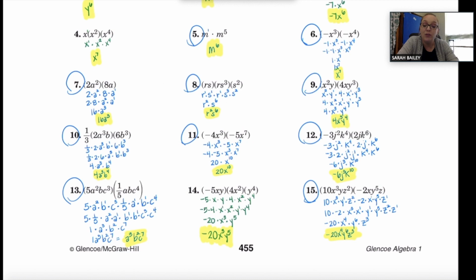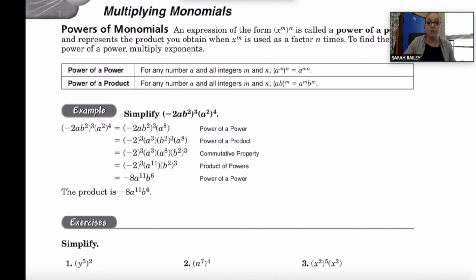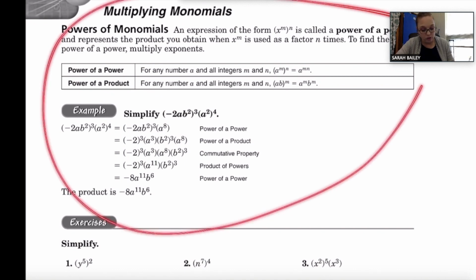Okay. So now that you've had a chance to do that, let's go to the second page of this assignment. The second page talks more about multiplying monomials, and I want you to pause the video and read through this information.